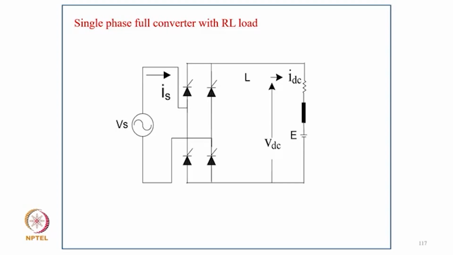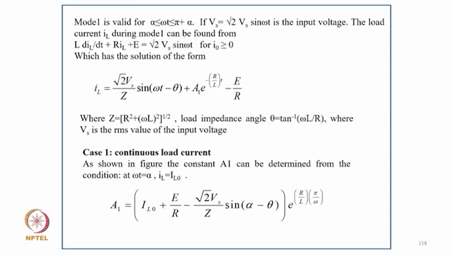So this is typically a fully controlled converter with of course RLE load. So the model is valid for α to π + α. If v equal to √2 Vs sin ωt is the input voltage, the load current iL model can be found out. Mode 1: L diL/dt + R iL + E equal to √2 Vs sin ωt for iL greater than 0, which can have a solution of iL equal to √2 Vs upon Z sin(ωt − θ) + A1 e^(−R/L t) − E/R, where Z equal to (R² + (ωL)²)^½ is the load impedance and the load impedance angle θ equal to tan⁻¹(ωL/R), where Vs is the RMS value of the input voltage.